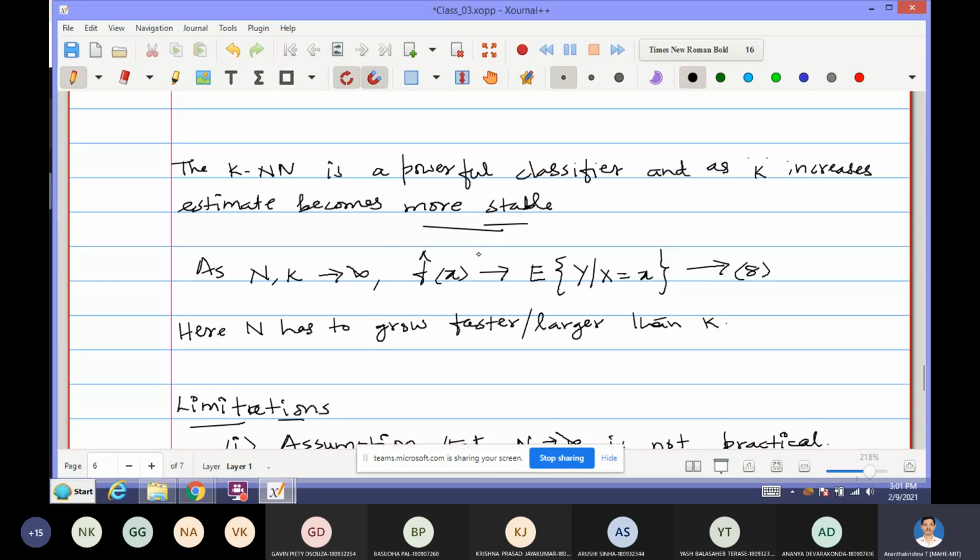That means f cap indicates what? It is a prediction, or what we call the estimate. So the estimate f cap of x approaches f of x when n, k tend to infinity. That is what we are trying to say.